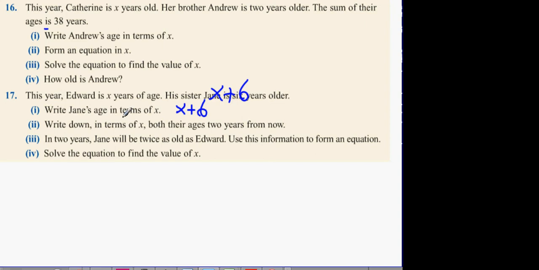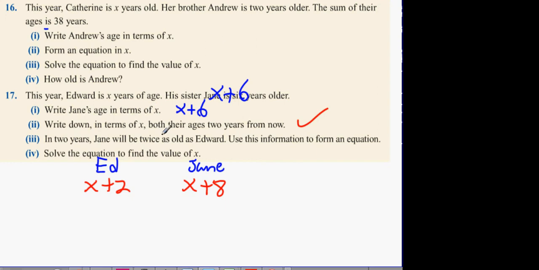2 years from now, how old is Edward? X plus 2. And Jane? X plus 8. Perfect. In 2 years, Jane will be twice as old as Edward. Okay, Jane. Which one's Jane again? This is Jane, isn't it? This is Ed.